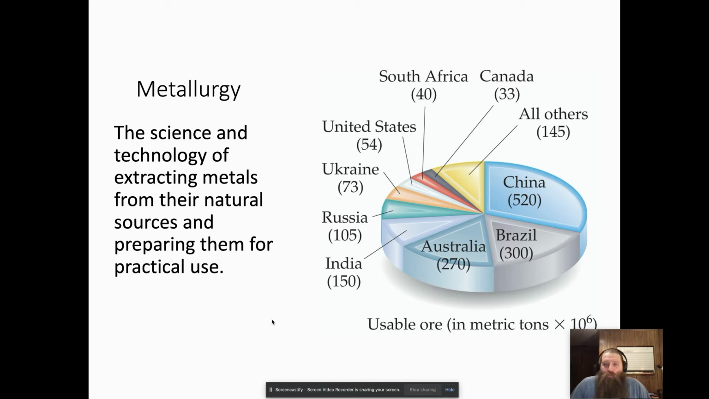So, this graph gives us an amount of usable ore that comes from each country. You'll notice that the United States actually doesn't have quite as big a slice as you might have thought it would have, right? So a lot of our metal comes from other places, all right?